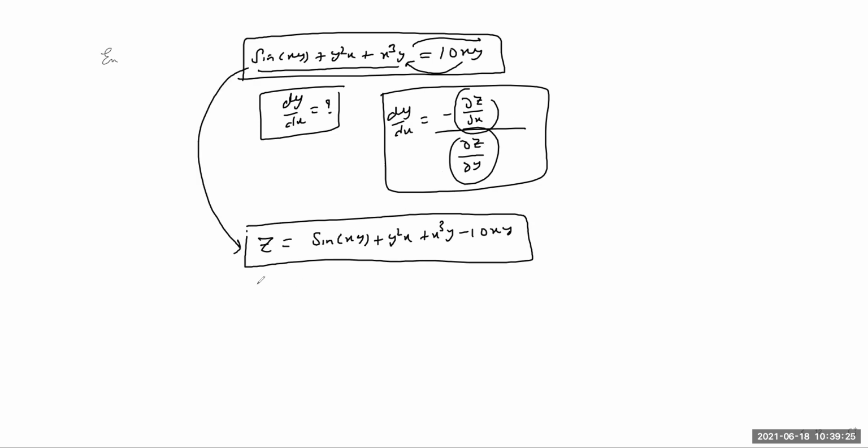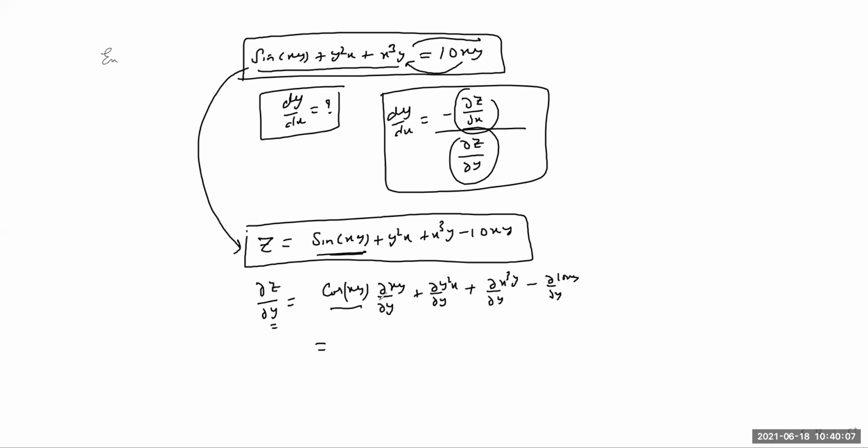And now we use the partial derivative. So we write del z by del y. Take each term. Sine will give you cos value. When you differentiate with y, x is constant. So x will come out, plus del by del y of y square x, plus del by del y of x cube y, minus del by del y of 10xy. Because y is the variable here, everything which is not y will be taken as constant.